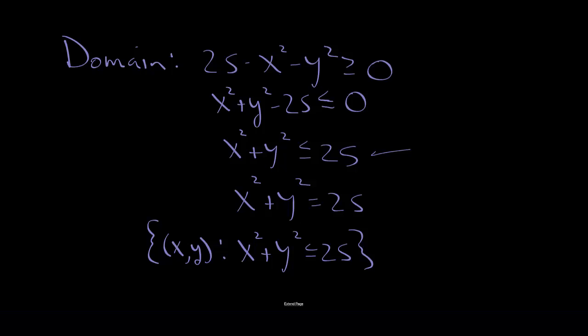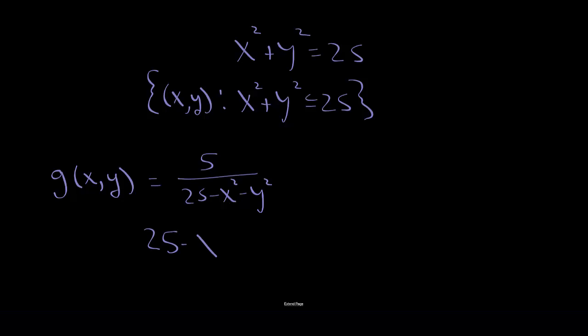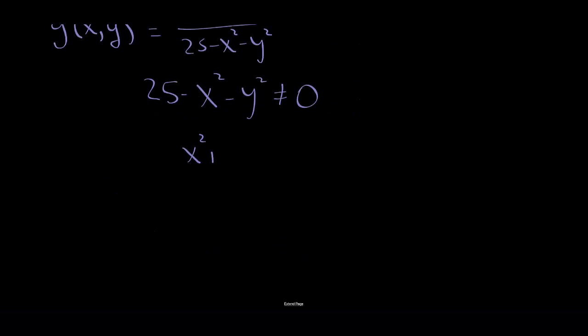Now, if you had something else, maybe we could have a function like this. Maybe you could have g of xy, and maybe we have 1 over 25 minus x squared minus y squared. Well, now our concern is that we never divide by 0. With the square root, we were concerned, I don't want to take the square root of a negative number. We're dealing with real functions here. We're keeping it real. With this one, we just don't want to divide by 0. So what we want to do is say 25 minus x squared minus y squared can never equal 0. Or another way to look at that is x squared plus y squared can never equal 25.